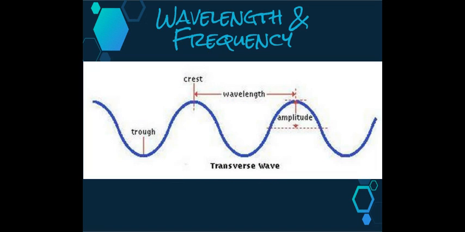So wavelength is the distance measured between two crests on a wave, okay? So two high points, or you can also measure it between two low points. But usually it's easiest to measure it between two high points. The wavelength of the electromagnetic spectrum are measured in units called nanometers, and 1,000,000 nanometers would be equal to 1 millimeter. So the wavelengths of visible light range from 380 to 760 nanometers.